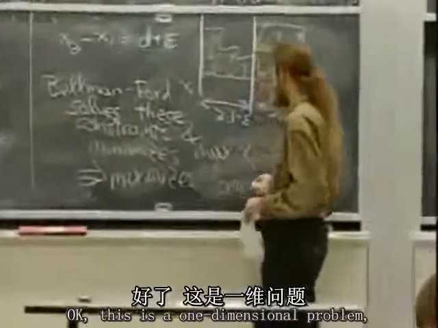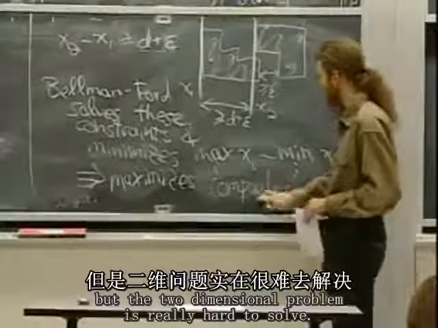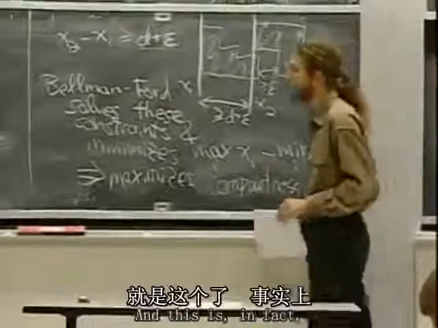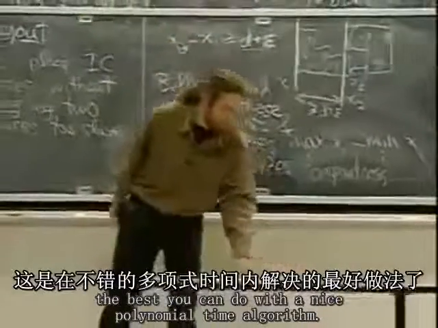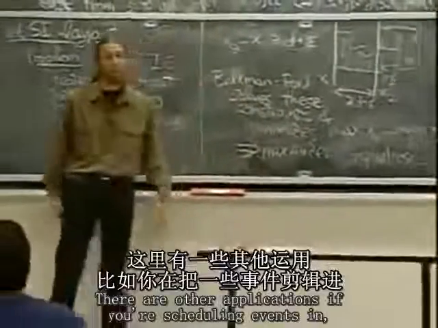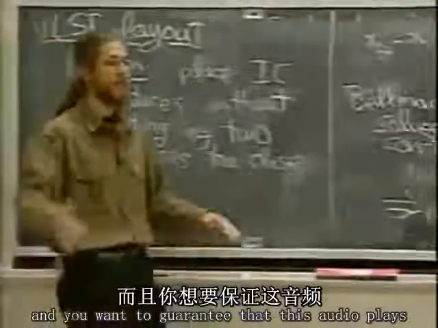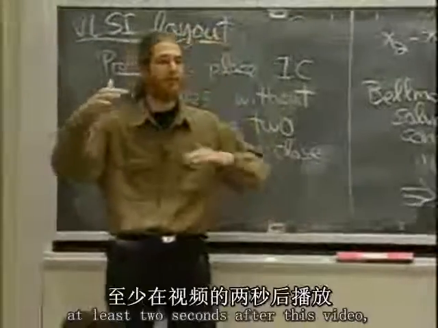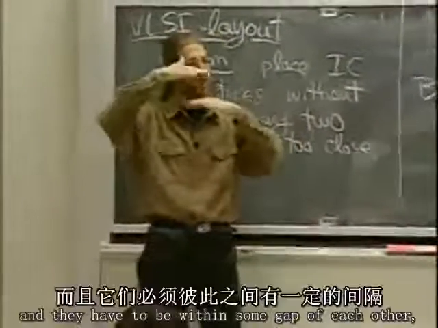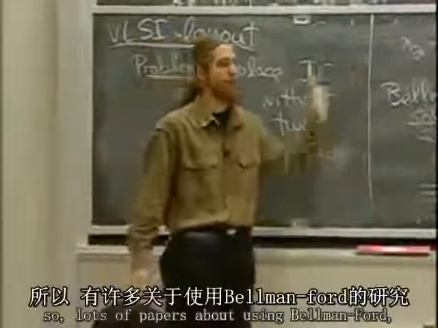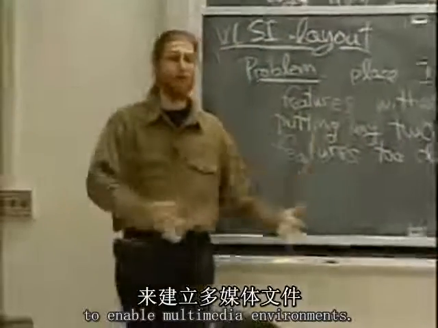Okay, this is a one-dimensional problem, so it may seem a little artificial, but the two-dimensional problem is really hard to solve. And this is, in fact, sort of the best you can do with a nice polynomial time algorithm. There are other applications if you're scheduling events in a multimedia environment and you want to guarantee that this audio plays at least 2 seconds after this video, but then there are things that are playing at the same time and they have to be within some gap of each other. So lots of papers about using Bellman-Ford to solve difference constraints to enable multimedia environments.